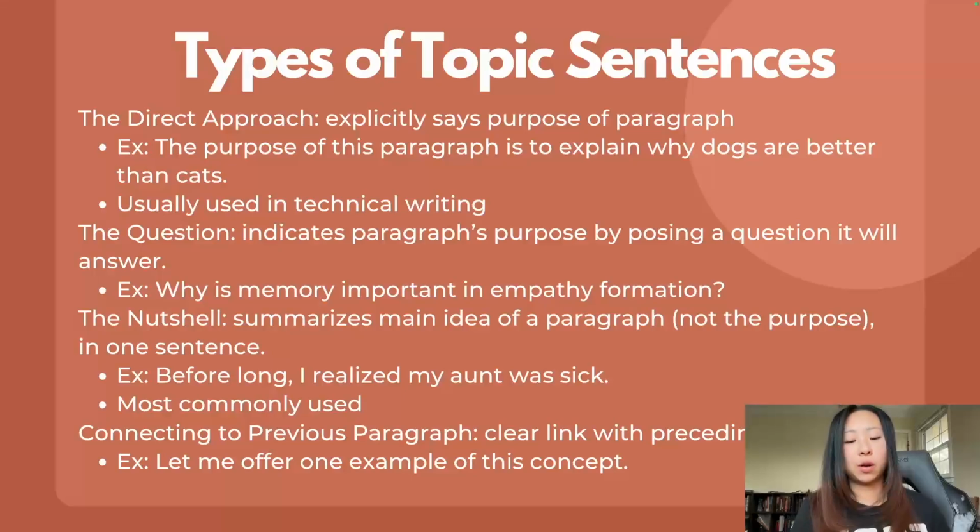So the first one is the direct approach. What this means is the paragraph purpose is directly stated in the topic sentence. So it explicitly states its purpose. You can tell the reader exactly what this paragraph is going to explain or argue. An example of this is, the purpose of this paragraph is to explain why dogs are better than cats. And this approach leaves no ambiguity, right? The reader immediately knows what this paragraph is supposed to do, what the focus is. And typically, this is used in very technical writing, reports or instructions, where it's important to be clear and precise.